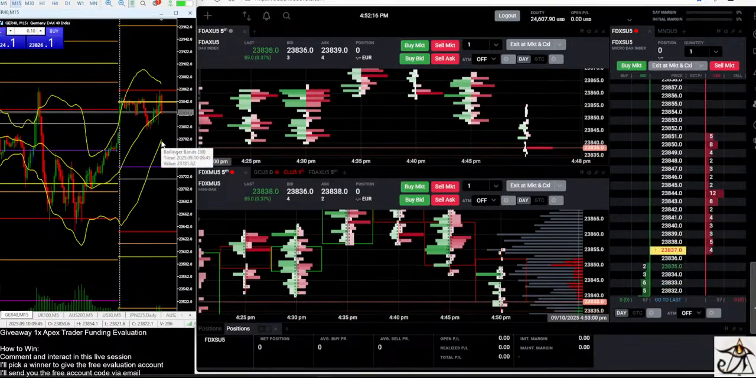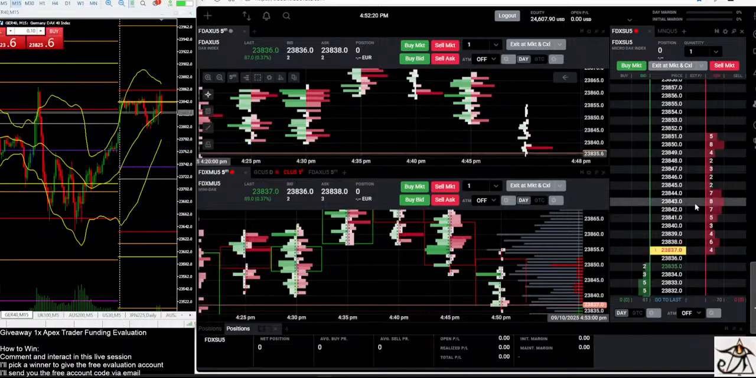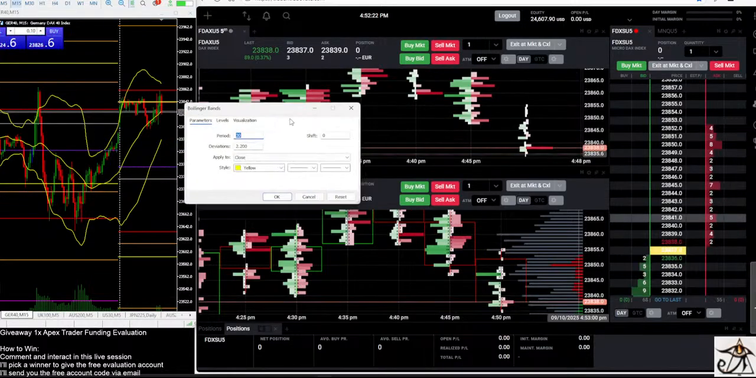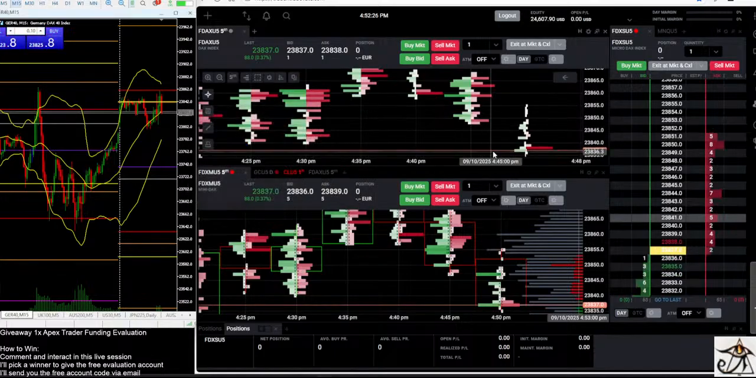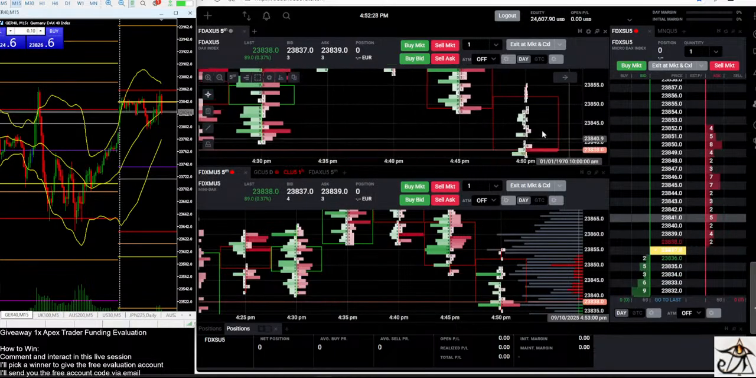Bollinger Band settings are, just see if I can open that up. So we've got 3 and 30 period and 2.2. Obviously you can set your settings however you like.